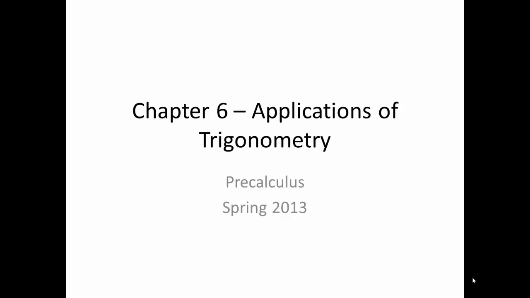Chapter 6, Applications of Trigonometry. Now this particular chapter kind of takes us back to the bare bones of right triangle trigonometry. We're going to see a few topics in this chapter, specifically vectors, parametric equations, polar equations, and complex numbers.